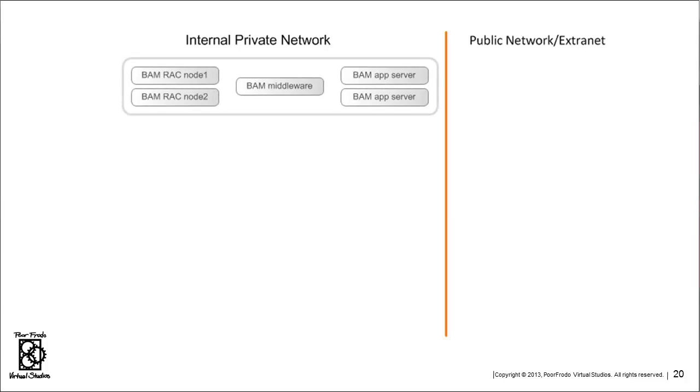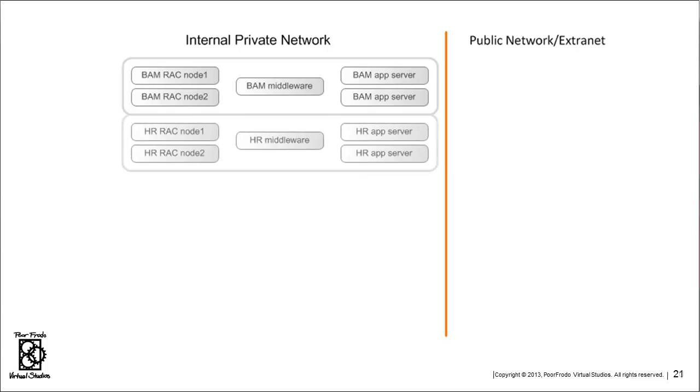Okay, so my first business system is comprised of 5 different virtual machines. This is a business activity monitoring business system for internal only. I have data stores on RAC nodes, 2 RAC nodes. I have middleware, and these are all virtual machines, representing virtual machines. And then I have a couple of application servers. And notice everything here is on the internal network. Here's a second business system for HR, and again I have 5 virtual machines for that one.